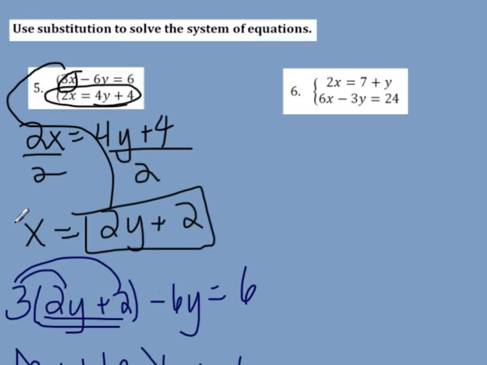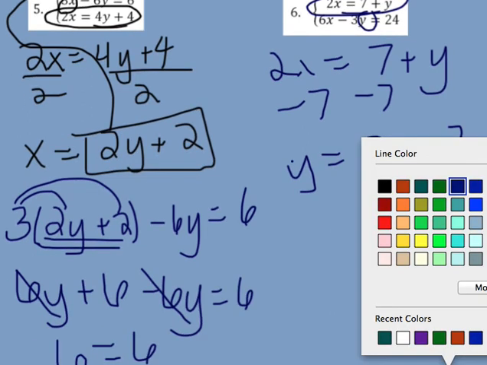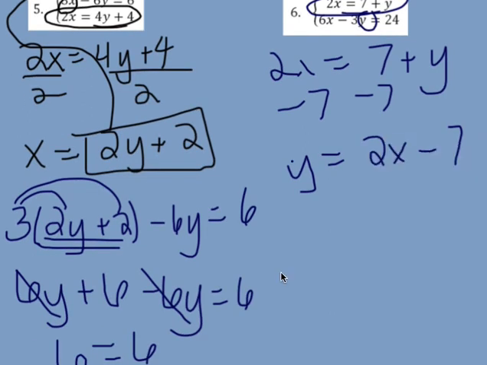Next, let's take a look at this one. We're going to solve this equation for y. That seems easiest to me. So I have 2x is equal to 7 plus y. So to get that over to the other side, I'm going to subtract 7. So I end up with y is equal to 2x minus 7. So I'm going to plug that in for y up here. Let's go ahead and do that and see what we'll get when we plug in. So now I'm substituting out y and I'm plugging that in instead. So I have 6x minus 3 times 2x minus 7, and that's equal to 24.